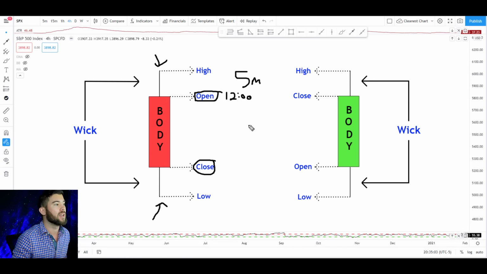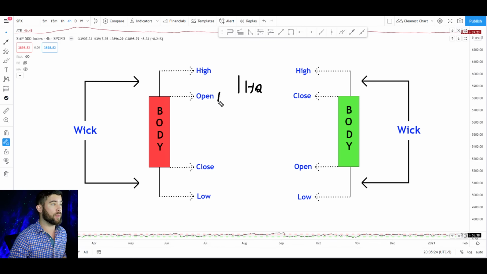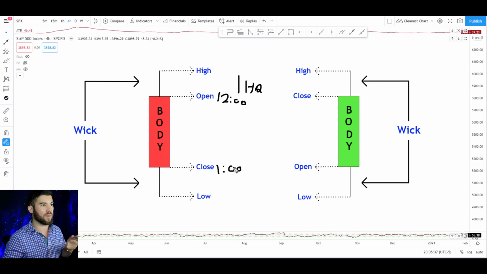If we're on any other time frame, everything is exactly the same except for the amount of time that passes. If you're on a 1-hour chart, then this would be the open at 12 o'clock and the close of this candle would be at 1 o'clock. Everything else stays the same. The low is the lowest point that candle got to during that hour, and the high is the highest point that candle got to during that hour.